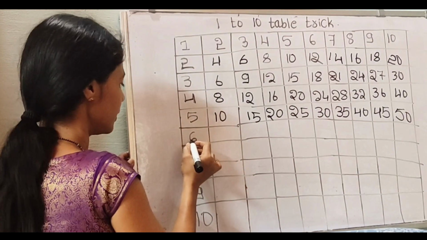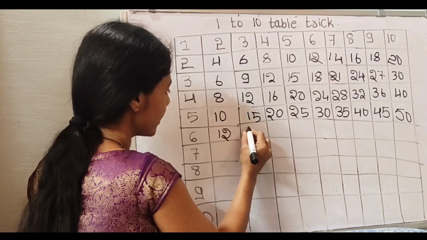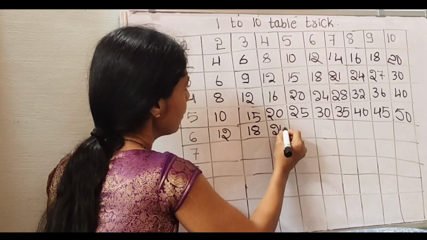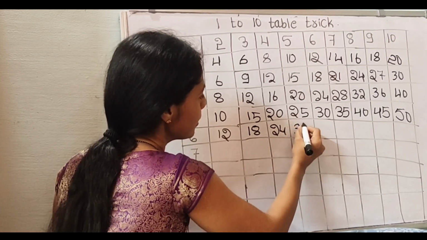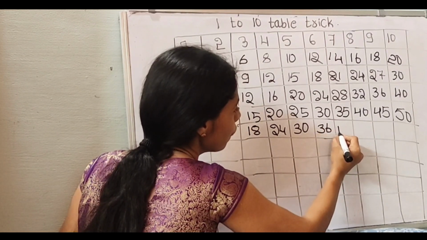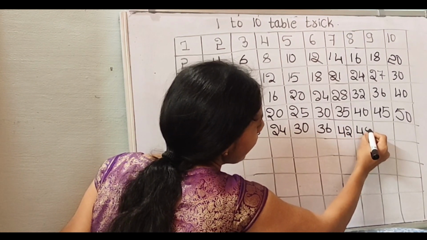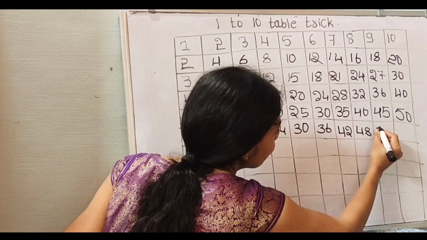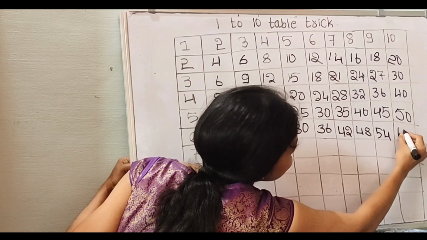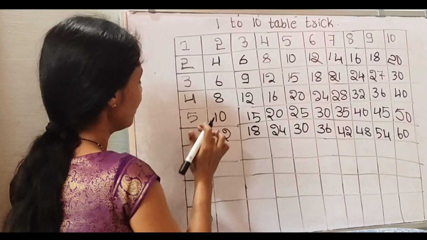See, after that consider this one. 6 into 2 is 12. 12 plus 6 is 18. 18 plus 6 is 24. 24 plus 6 is 30. 30 plus 6 is 36. 36 plus 6 is 42. 42 plus 6 is 48. 48 plus 6 is 54. 54 plus 6 is 60. Okay.